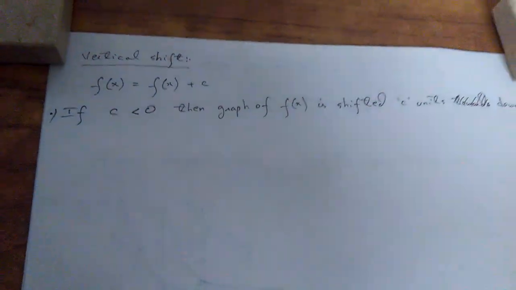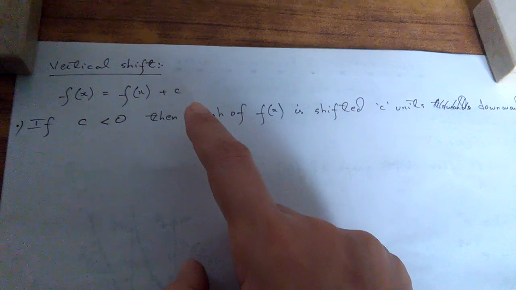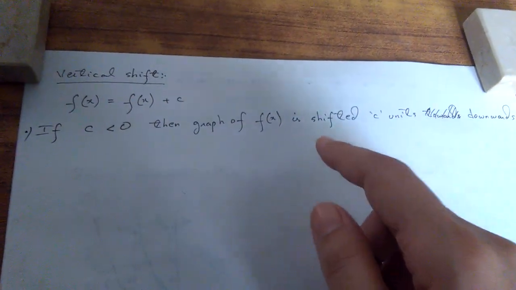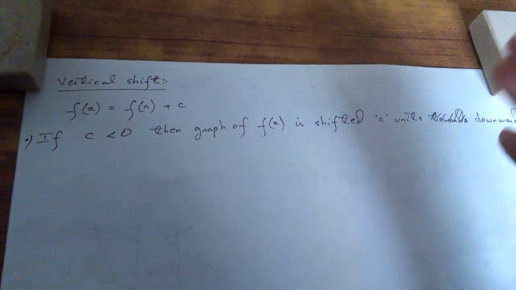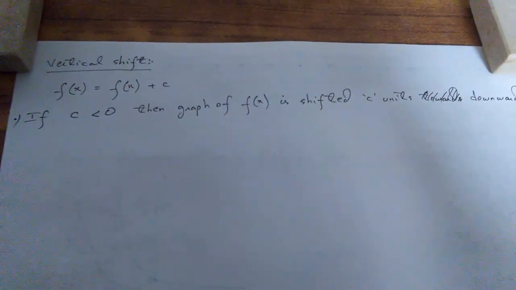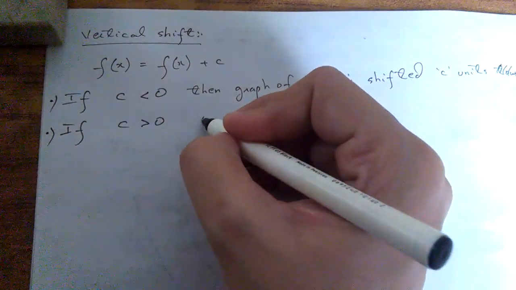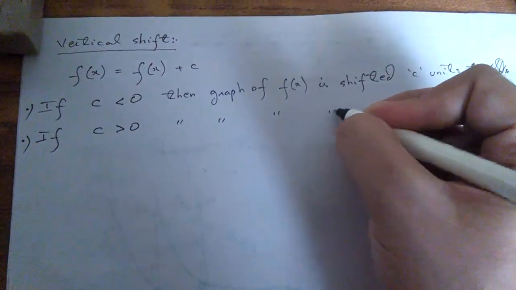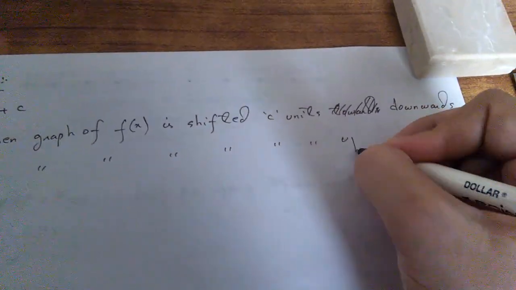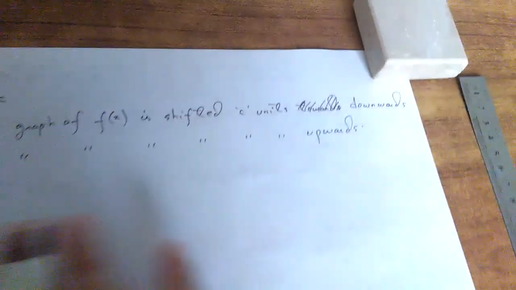And if, for example, your c value is positive, or it is greater than 0, then the graph of the original function f of x is going to be shifted c units upwards. Okay, that's how you do the vertical shift. Like if your c is greater than 0, if it is positive, then the graph of your f of x is going to be shifted c units upwards. Alright, this is it.